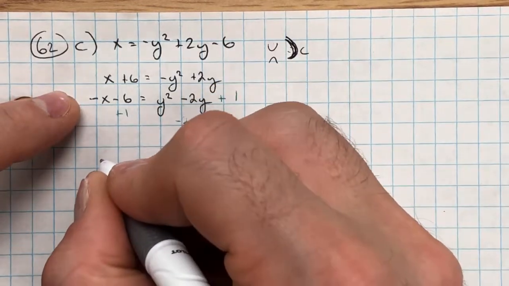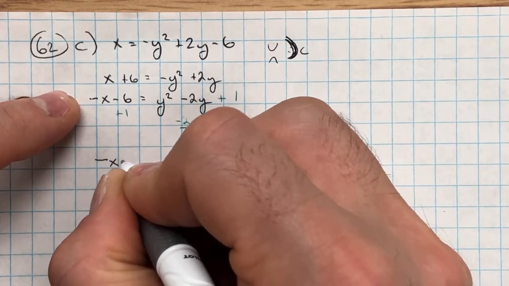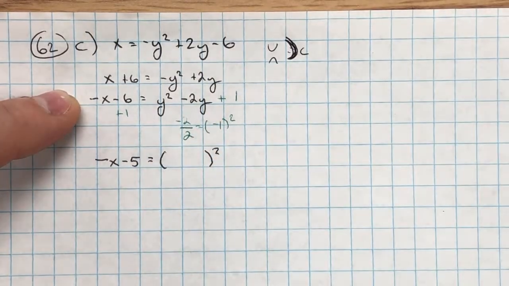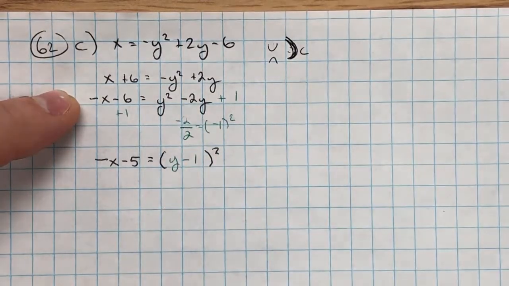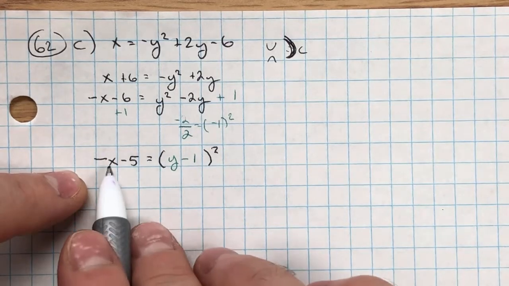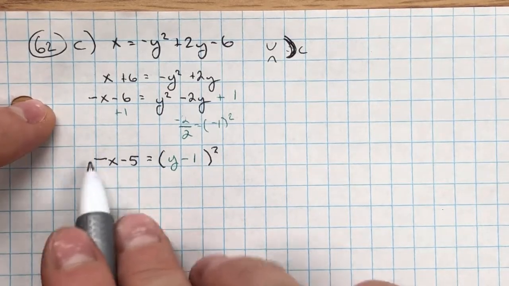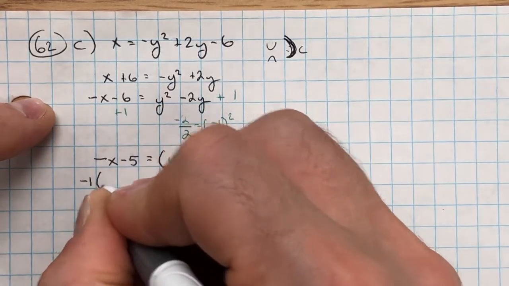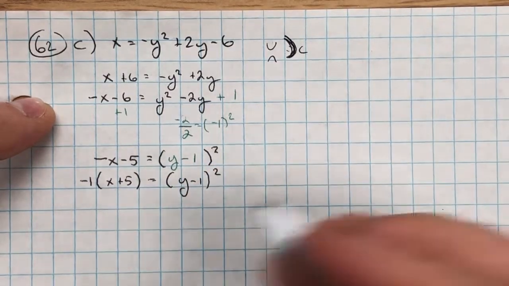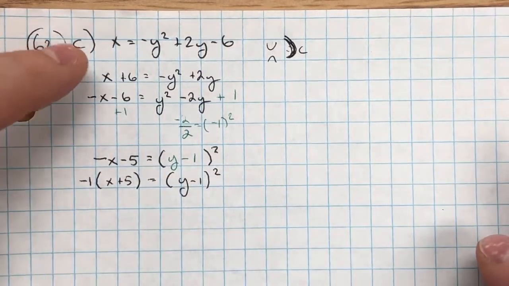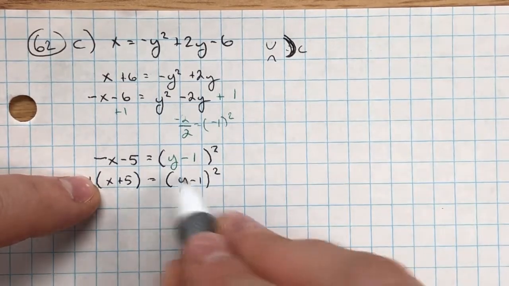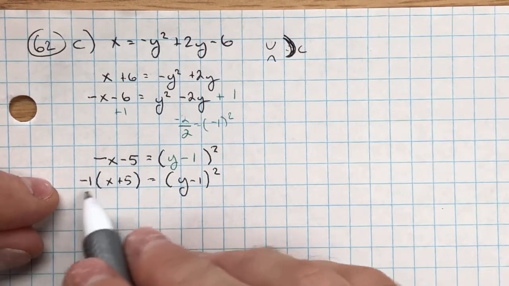What that allows me to do is I have a negative x minus 5 is equal to y minus 1 squared. Perfect. So now this expression, once I factor everything out of the x, is ready to go. So I'm going to factor out that coefficient, which is a negative 1: negative 1 times x plus 5 equals y minus 1 squared. This is everything I need to know to graph a parabola. My first thing I know is that my vertex is again at h, k, and I know that this is going to lend me to where my focus is.